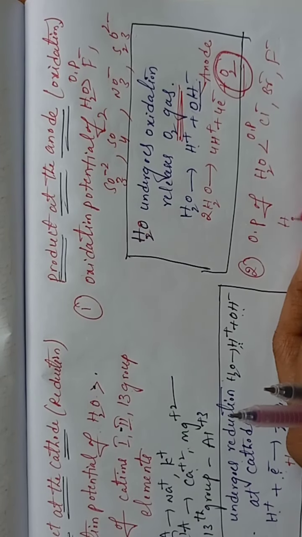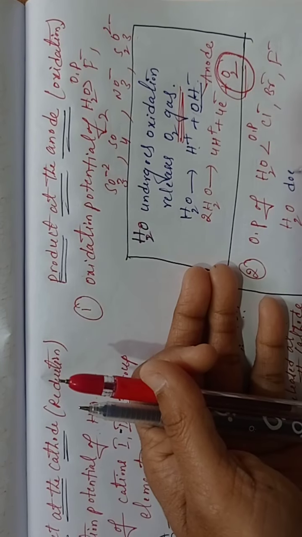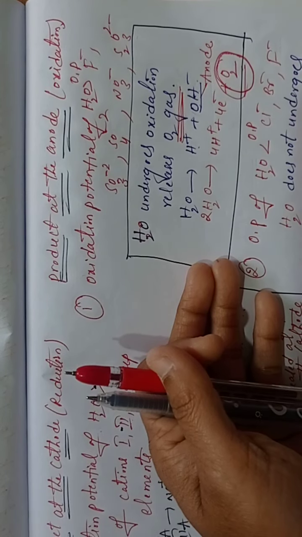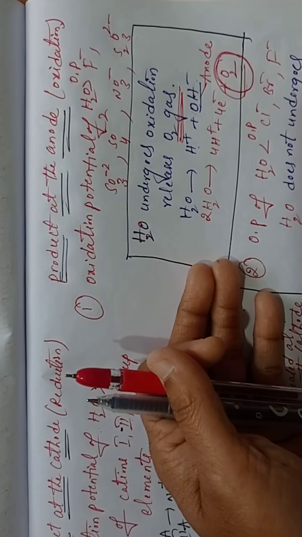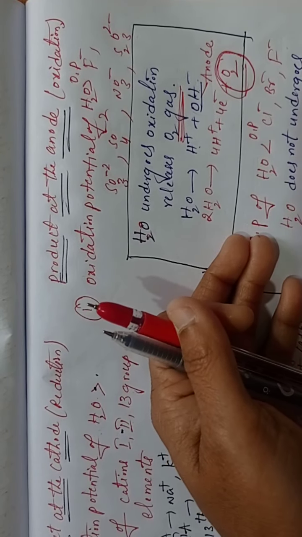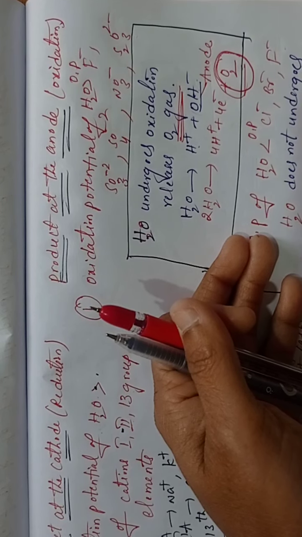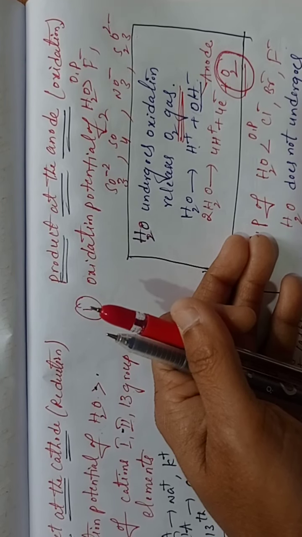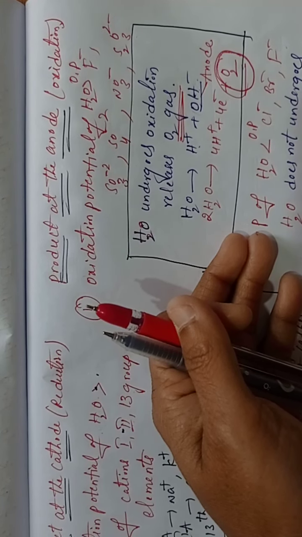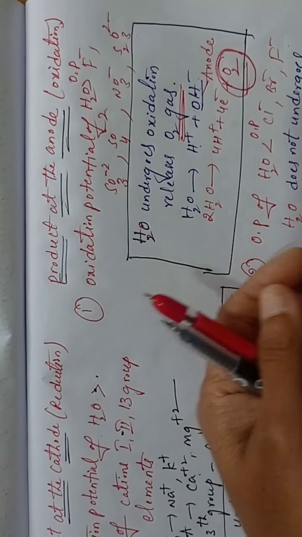Okay, so water does not undergo oxidation. Clear? Which are undergoing oxidation? Cl minus, Br minus, F minus undergo oxidation, students. Are you following? That means Cl minus releases Cl2, Br minus releases bromine, F minus releases F2 at the anode.